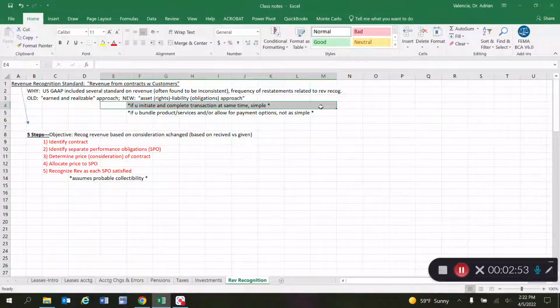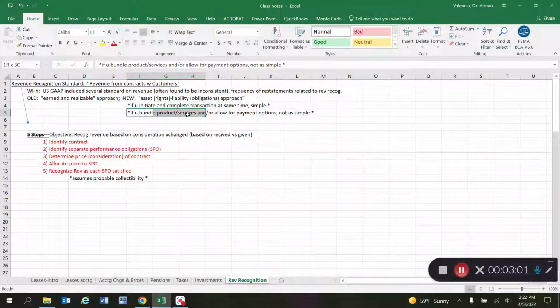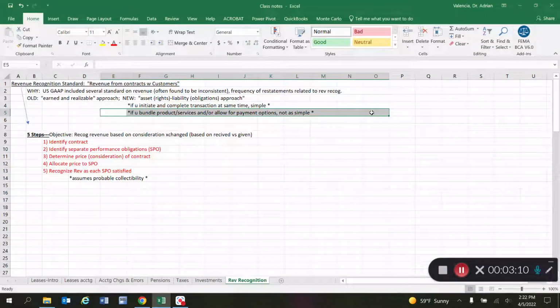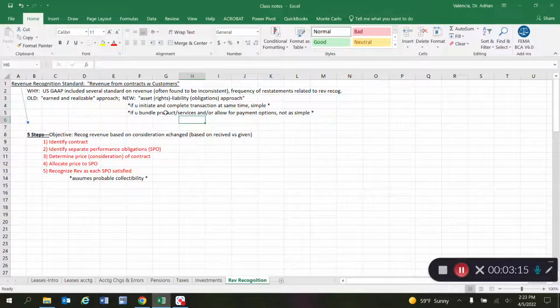Where it gets a little bit more complicated is if you bundle products or services as one contract, or if you also allow for payment options like long-term financing. When you have things like this, the issue of revenue recognition becomes a little bit more complex, because if you have different things being bundled up into one, how do you determine what part of each one can you recognize of revenue? When you have financing available, what component can you recognize of revenue? Those are the things we've got to think about.